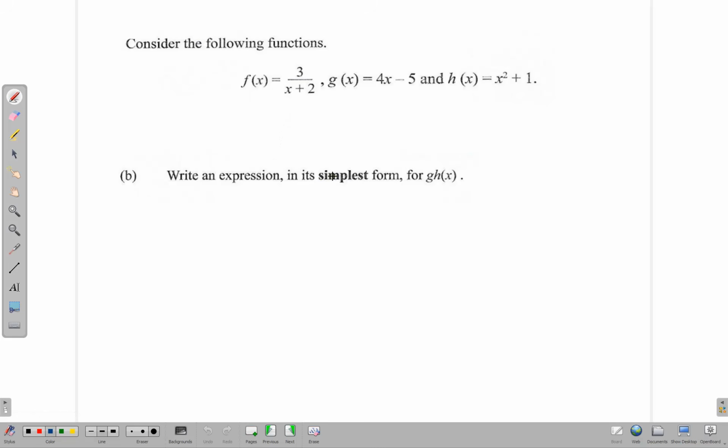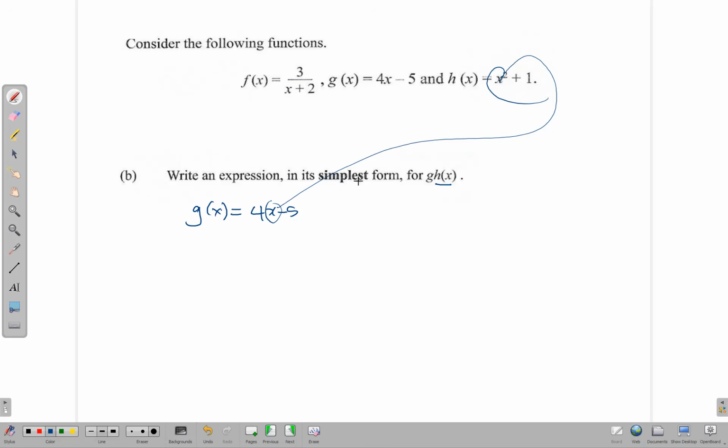All right, now for the next part. Write in its simplest form the composite function g of h of x. Now when you're finding g of h of x, the composite function, you need to take this second function here, the end one, and substitute it into the first one. So we're going to write down the first function. The first function is g of x. g of x is equal to 4x minus 5.